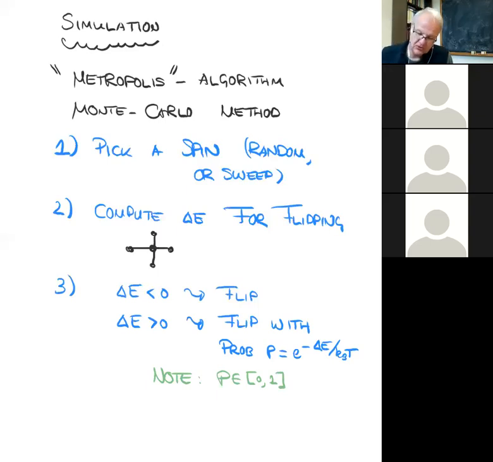And so that's actually the whole algorithm. You pick a spin, you compute the delta E for flipping, and then you have a rule that tells you whether you flip or you don't flip. And then you simply repeat over and over again.